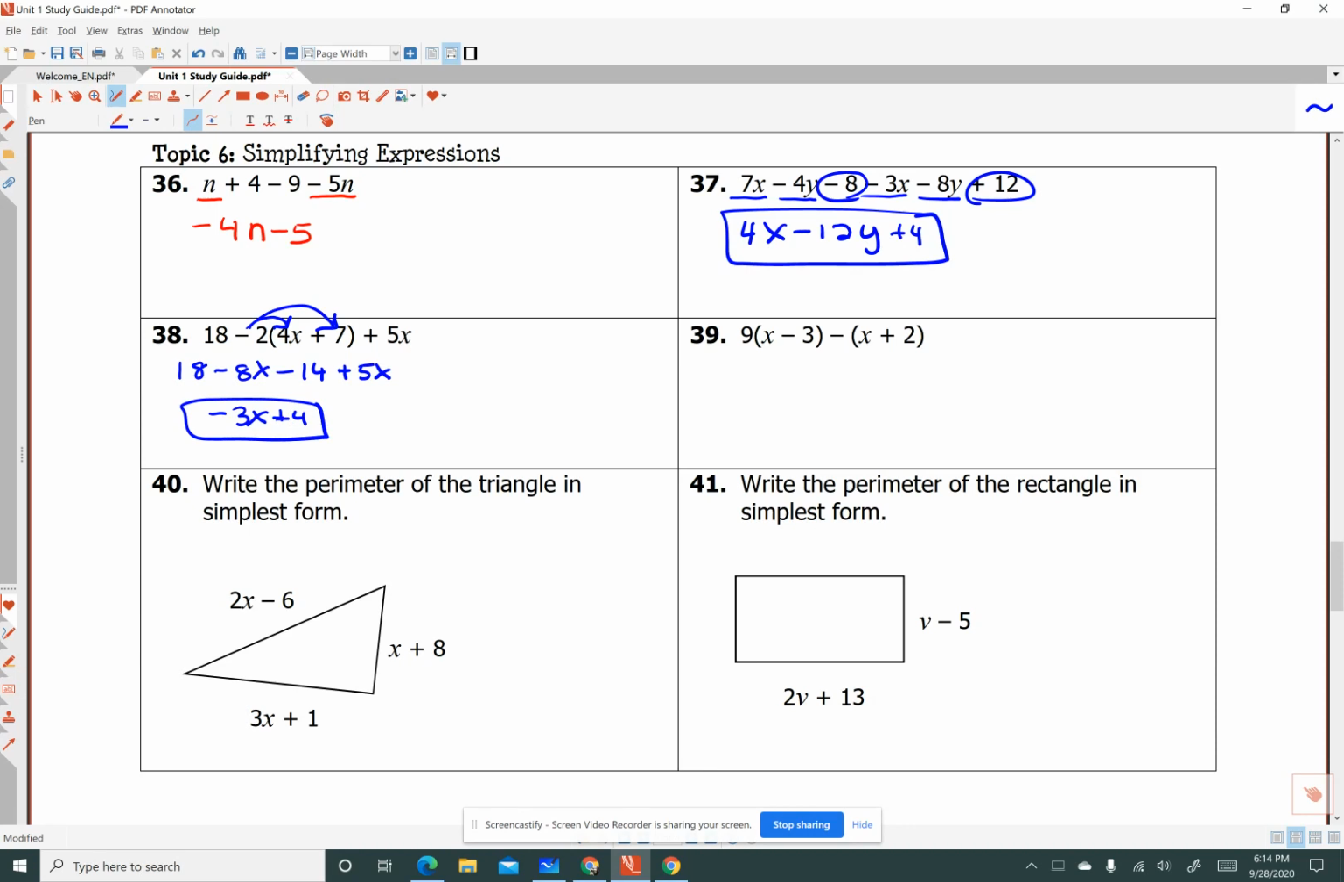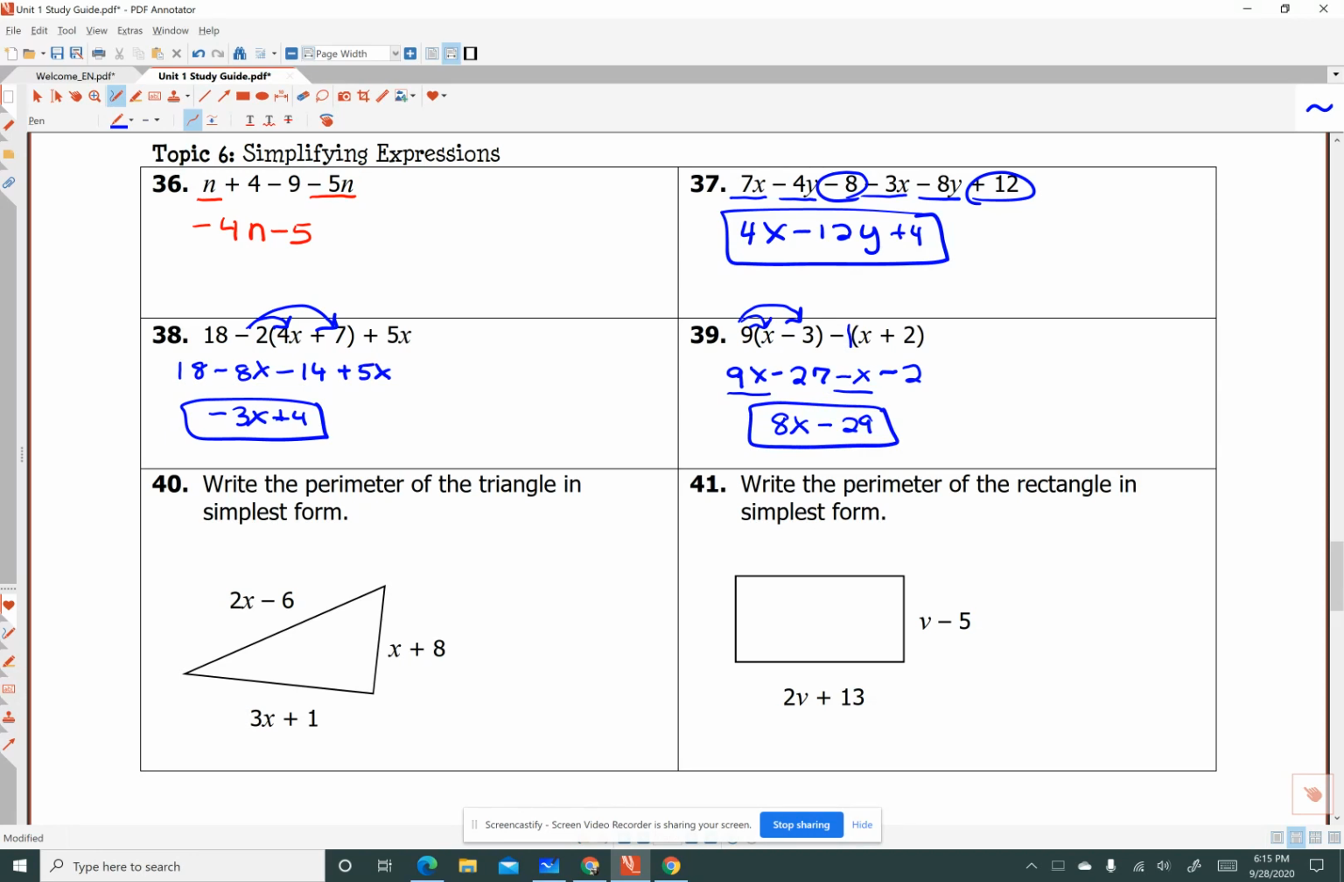Now we have to distribute here. 9 times x, 9 times negative 3. So we have 9x minus 27. A negative sign implies a negative 1. The effect it has on that quantity is simply to change the sign. So the positive x will be negative x, and the positive 2 will be negative 2. Now we combine like terms. 9 minus 1 is 8x. Negative 27 minus 2 is negative 29. And that's our final answer.